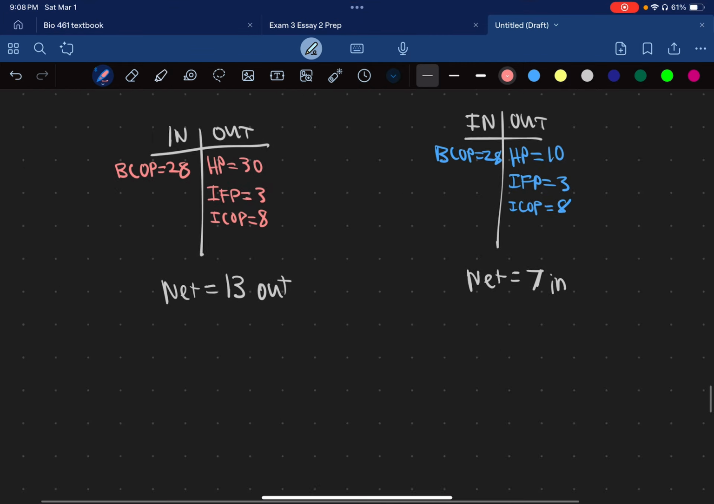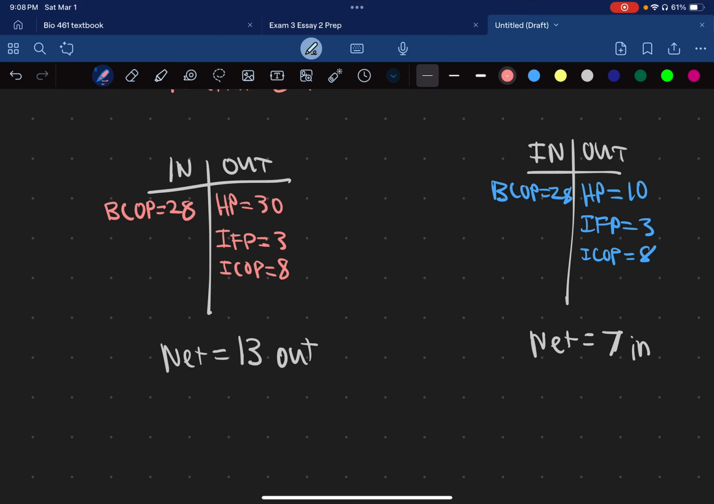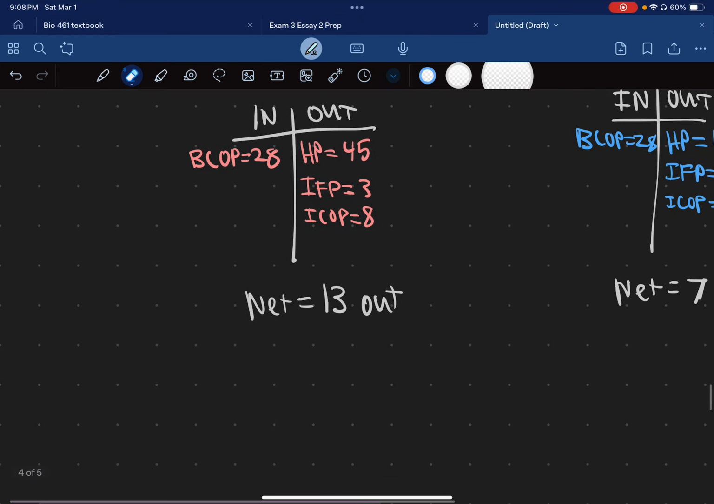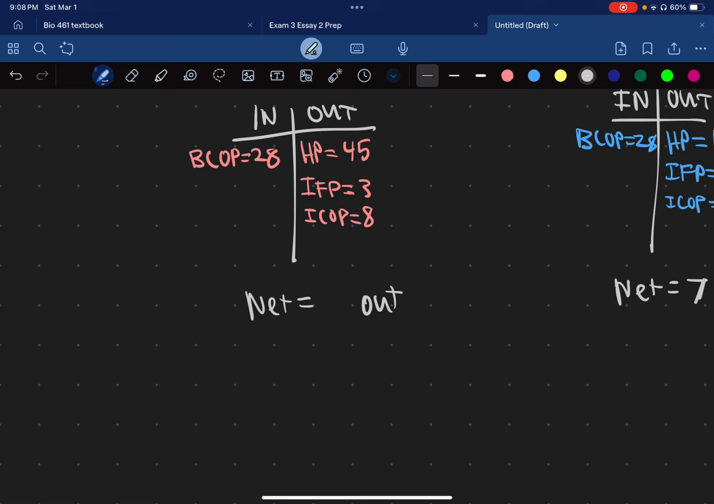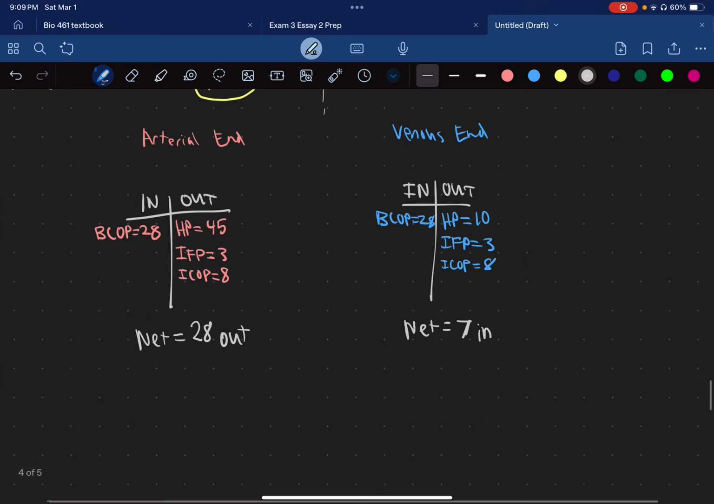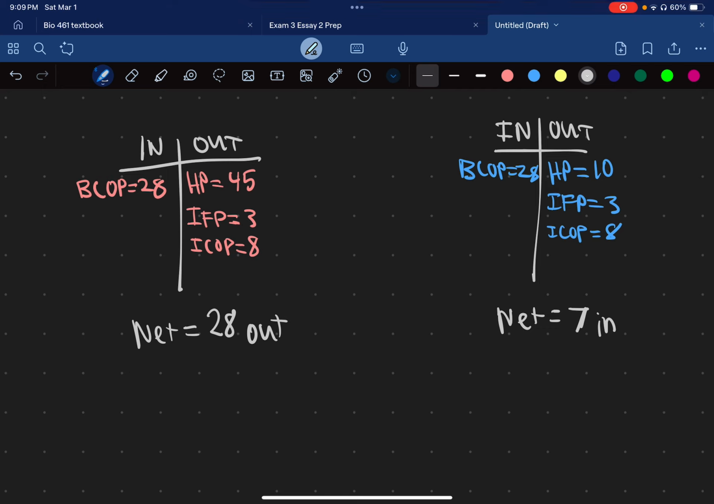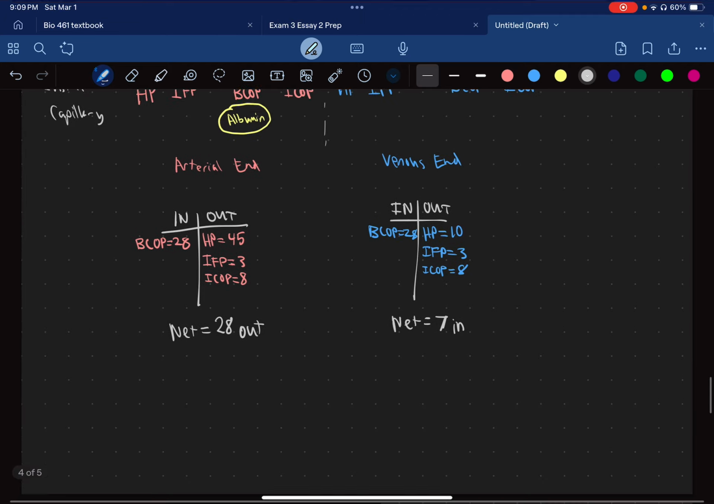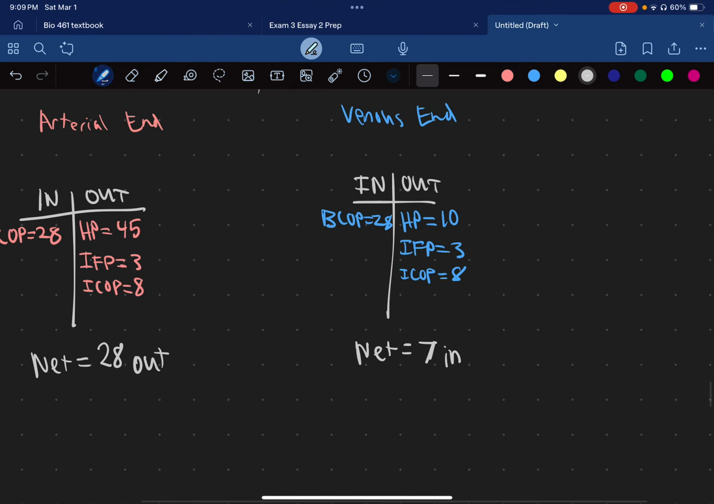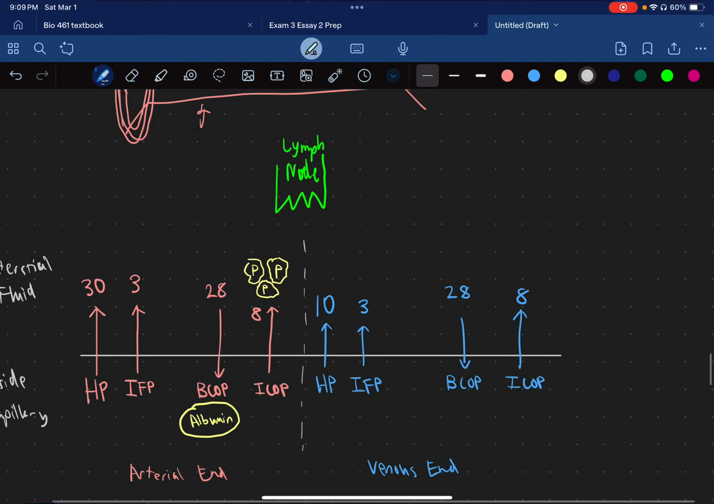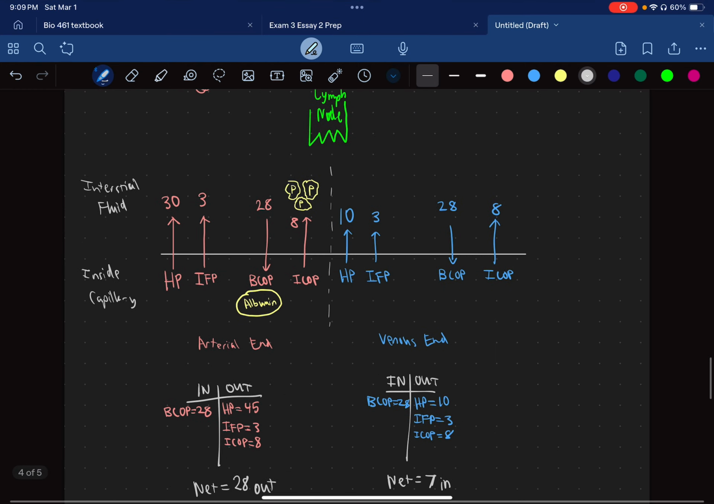So if we think about that on our in and out graph, let's say we change our hydrostatic pressure to something like, I don't know, 45. So we're adding 15. So 15 plus 13, 28. So now we would have a 28 millimeters of mercury force going out of the cell. And sure, a lot of that will still come back in, but that's going to cause a big buildup of fluid in our interstitial fluid.